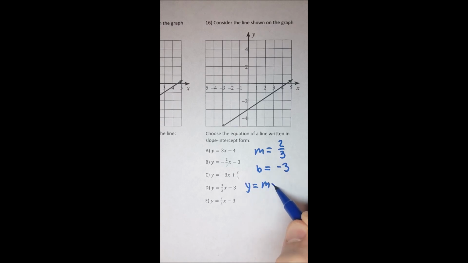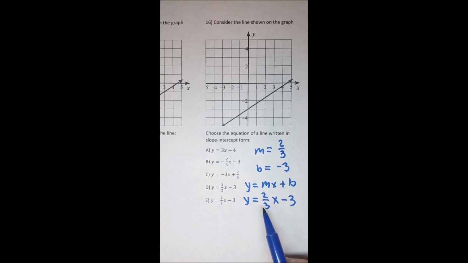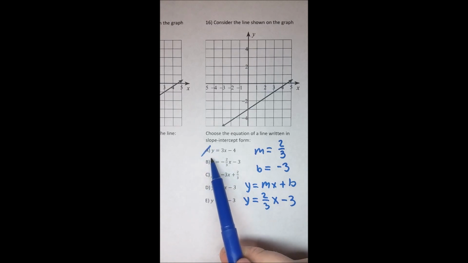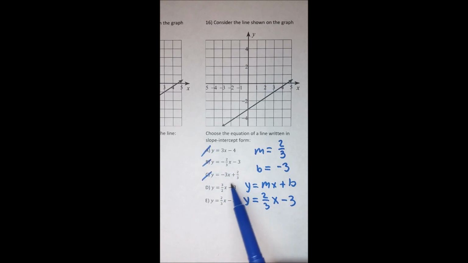Y equals mx plus b. Y equals, instead of m, I'm writing down 2 over 3x. Instead of b, I'm writing -3. So I'm just saying which one of these matches. And not A, not this one, not this one. So it's either 3 over 2 or 2 over 3, and we just chose it's 2 over 3. So E is your choice.